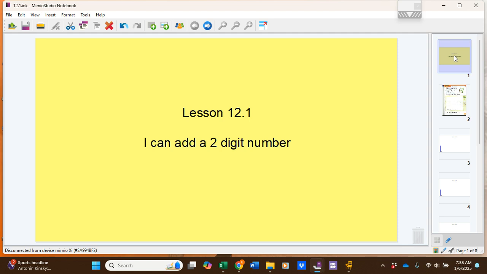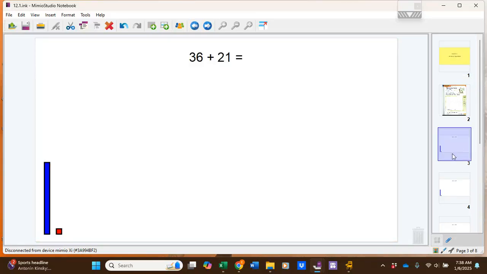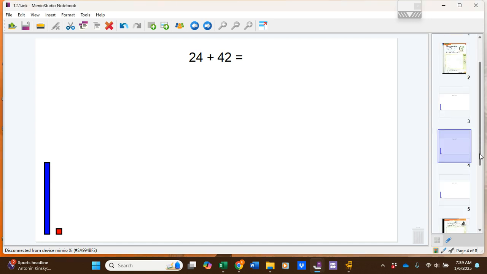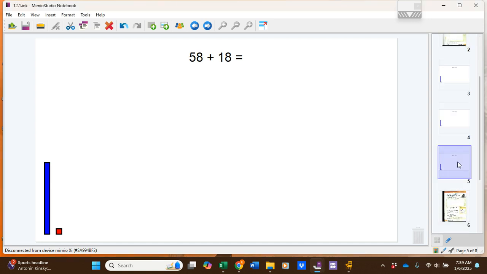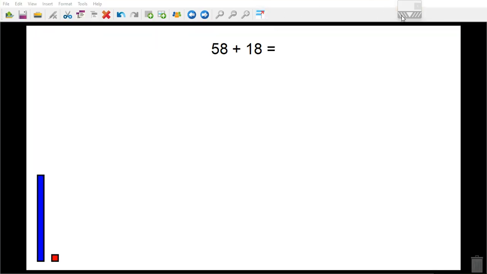we use base 10 blocks, we draw base 10 blocks, and use that to show how you can regroup ones into tens. Now, the big premise is that students have to have a solid understanding of where the tens place is and where the ones place is. So if we go, for example, I have 58 plus 18.